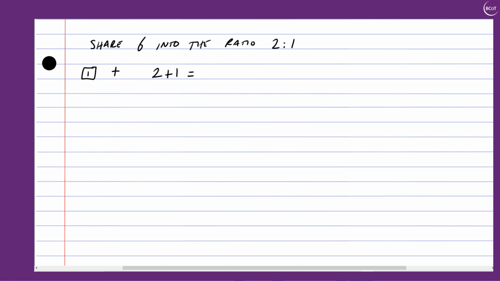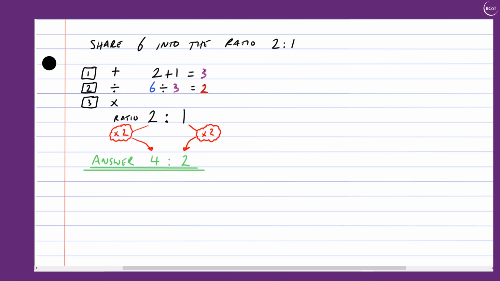So 2 plus 1, of course, is 3. That's step 1, adding the parts. And step 2 is divide. So the original amount divided by 3, 6 divided by 3 is 2. And then finally multiply the parts of the ratio by that answer. So a ratio of 2 to 1, we're going to multiply both sides by the answer in part 2, as in multiply both sides by 2. And we end up with 4 to 2.